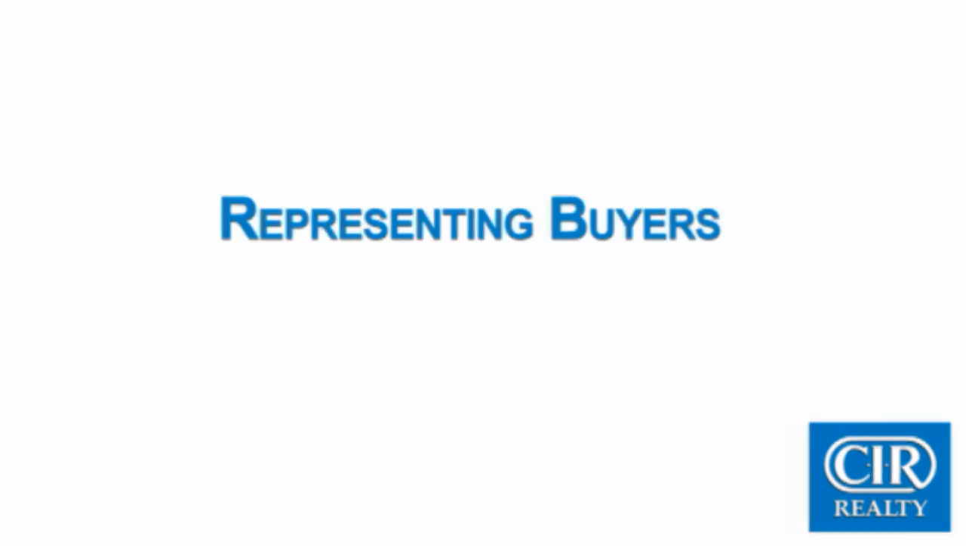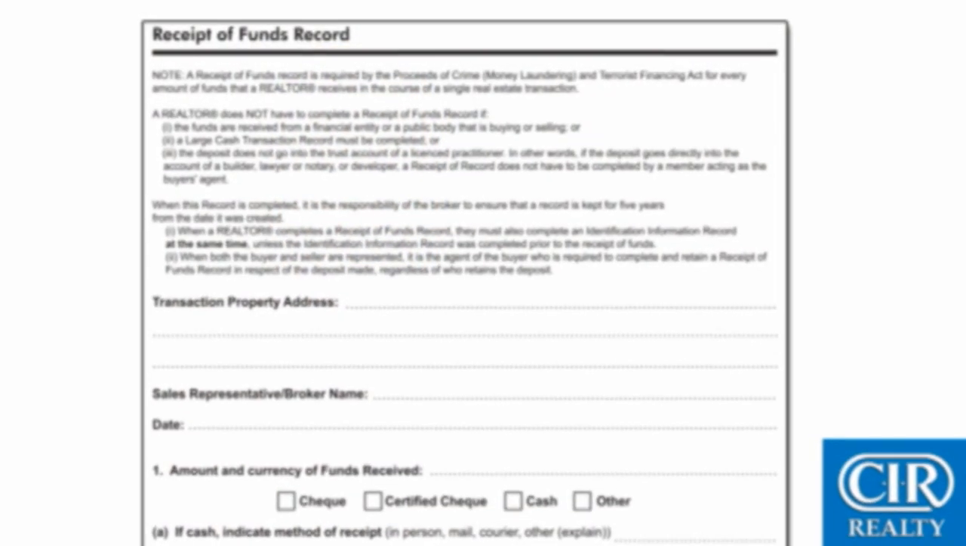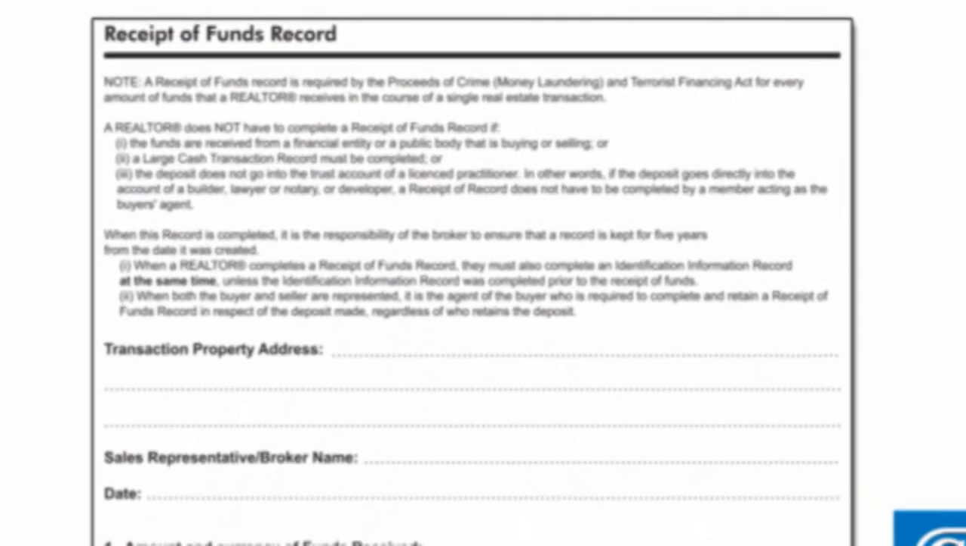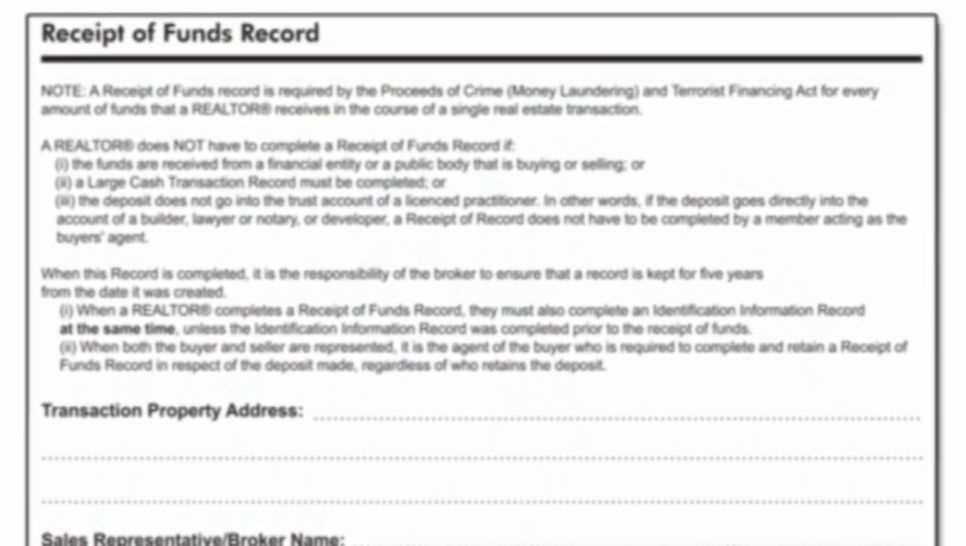The next one is when you're representing a buyer. When you're representing a buyer, you use the same form as you do for the sellers, which is the individual identification form. In addition to this, you also use a receipt of funds record. The receipt of funds record shows that you have received a deposit on behalf of your buyer. This form is always filled out by the buyer's realtor and is kept by the buyer's realtor's brokerage. Do not share this form with the other brokerage.